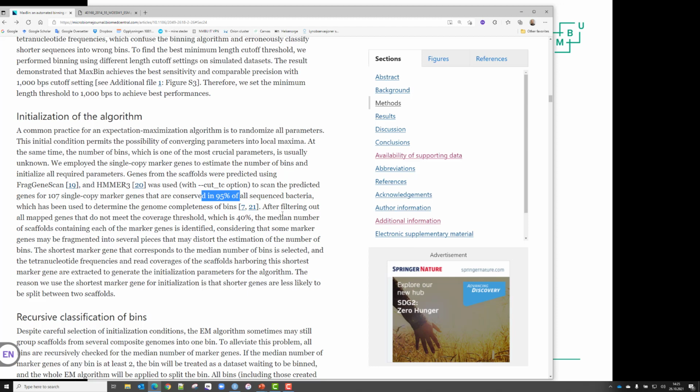And this is exactly how they do it as well. They say that the median number of scaffolds containing each of the marker genes is identified. Of course, of these 107 marker genes, some of them are found in 10 copies, and some in 11, and some in 9. So they will not come out with exactly the same number of copies, all 107 of them. And then they take the median of this as an estimate of the actual copy number.